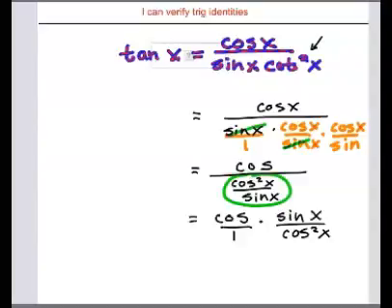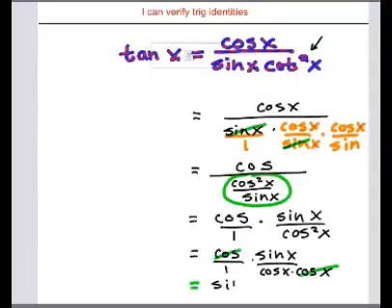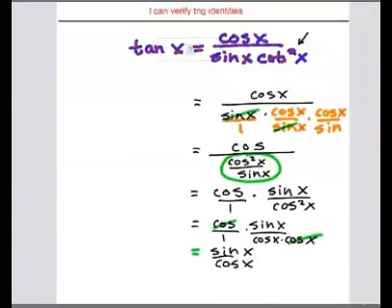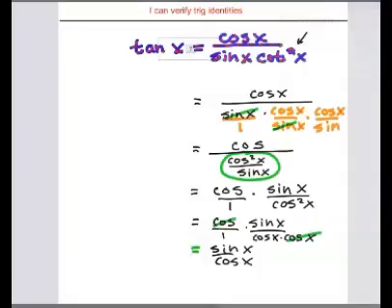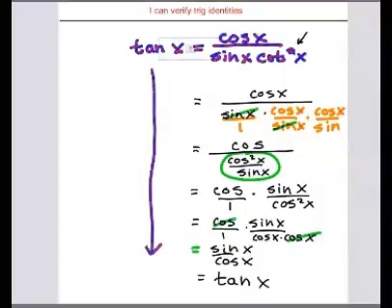Now I notice that cos over cosine squared, if we want to divide it up, we can. This is cos over 1 times sine of x over cos times cos. Maybe a little bit easier to see, but then cos over cos crosses off, and we're left with sine over cos, and sine over cos is tan. And that's what we want.